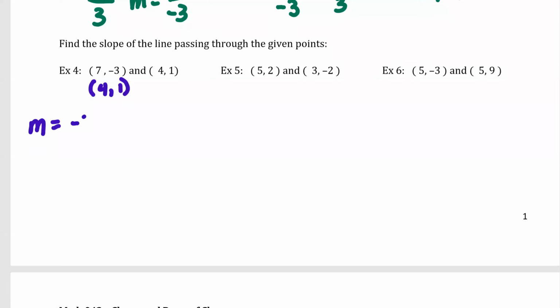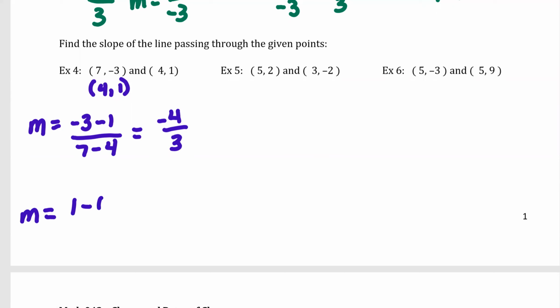So if I take negative 3 minus 1, that would have to be 7 minus 4 in the denominator. But I want to show you that if I opted for 1 minus negative 3 over 4 minus 7, I still get the same slope of negative 4/3.